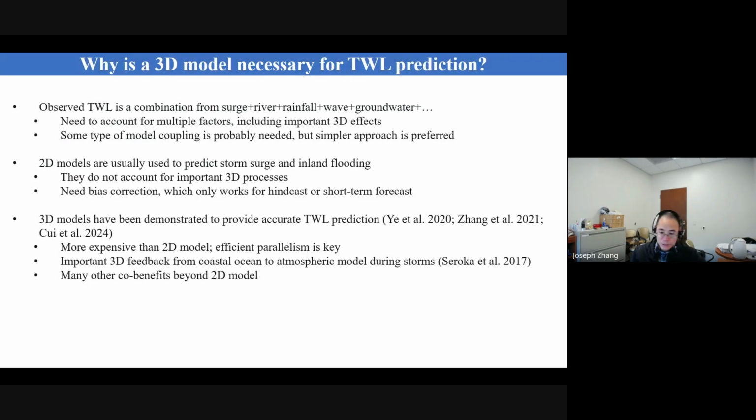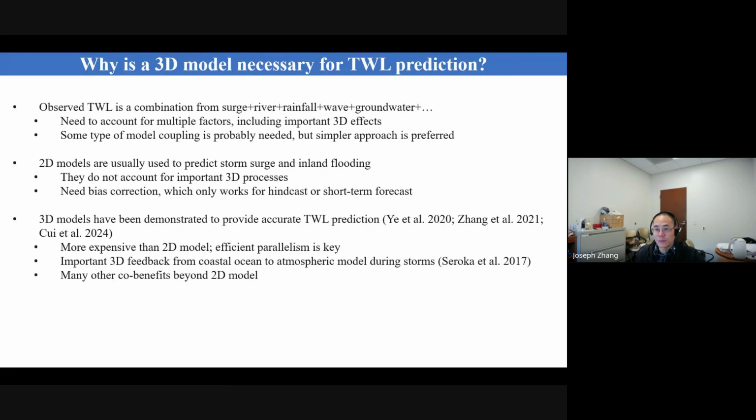So yeah, most of the storm surge and inland flooding models are built on 2D models, right? So that's a given. But we know that observed total water level is really a combination of many, many factors. You have storm surge, you have river flooding, you have heavy precipitation, you have wave effects, and you even have groundwater effects. So some type of model coupling is probably needed, so that's a consensus. But for obvious reasons, a simple approach is preferred.